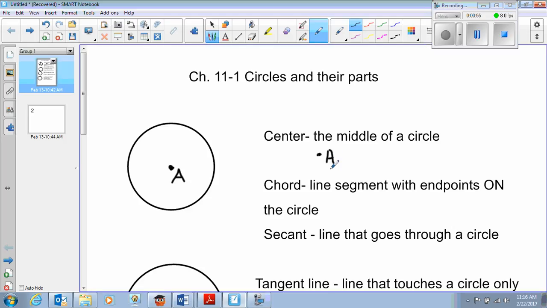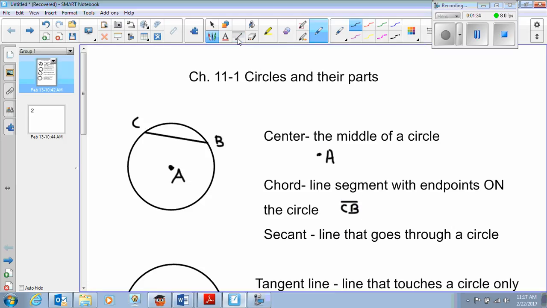Another familiar word that we look at is a chord. A chord is a line segment that has its endpoints on the circle. So if I draw a line segment here that goes from one part of the circle to the other, that would be considered a chord. Let's just say we'll call this CB, or I could even call it BC. That would be an example of a chord. It's a line segment with its endpoints on the edge of the circle.